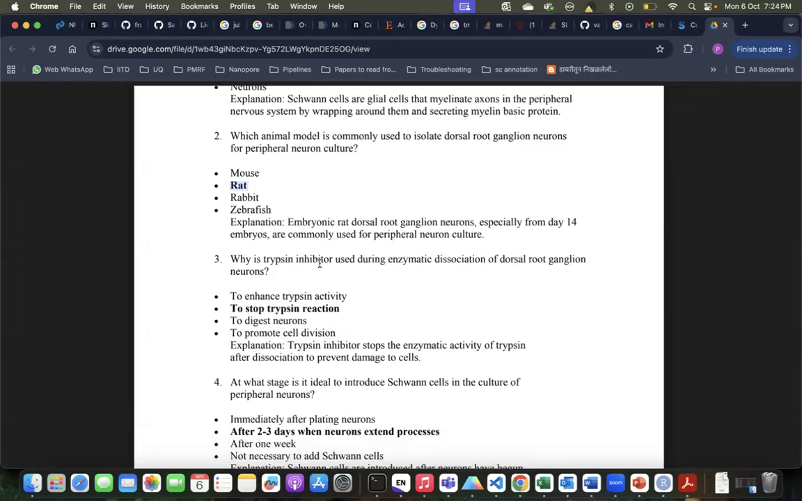Why is trypsin inhibitor added when you do an enzymatic dissociation of not just dorsal root ganglion, but anything? So trypsin will keep on working, and once it has digested the cell-cell contacts, it can also affect the cell membrane proteins because it's a protease. So it can chop any protein. It'll start off with the proteins which are exposed, but it can do damage. So these protocols would often tell you to do it for 5 minutes with this concentration, or with a different concentration, for 10 minutes, and then you need to stop the reaction.